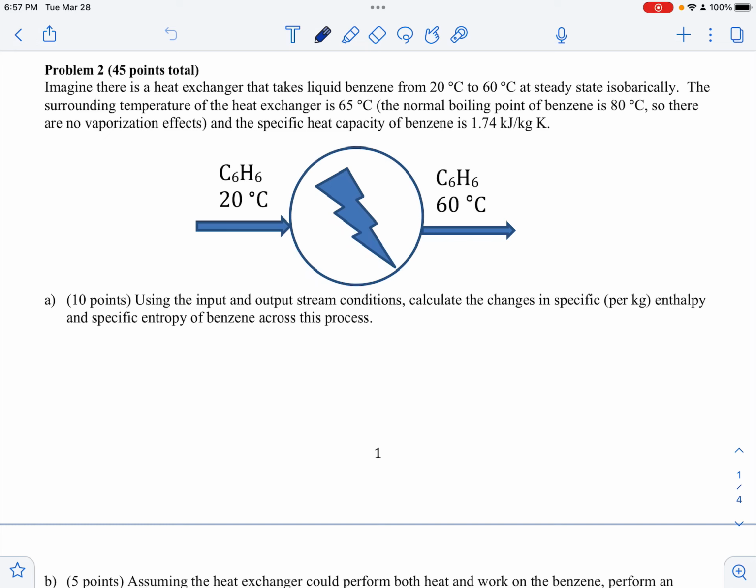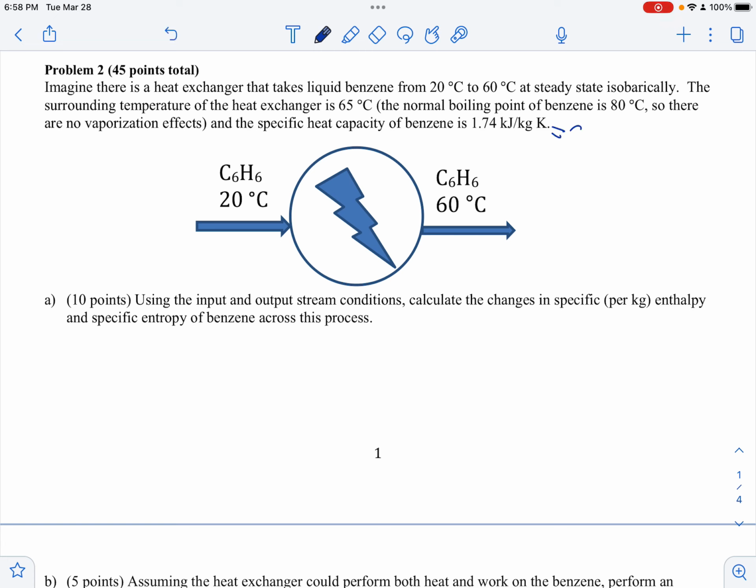We are solving problem 2 from exam 2 from spring 2018. This problem is about a heat exchanger. It's heating liquid benzene from 20 to 60 degrees isobarically. The surrounding temperature is 65 degrees C. The boiling point of benzene is 80 degrees C, so there's no vaporization effect, and we're given the heat capacity.